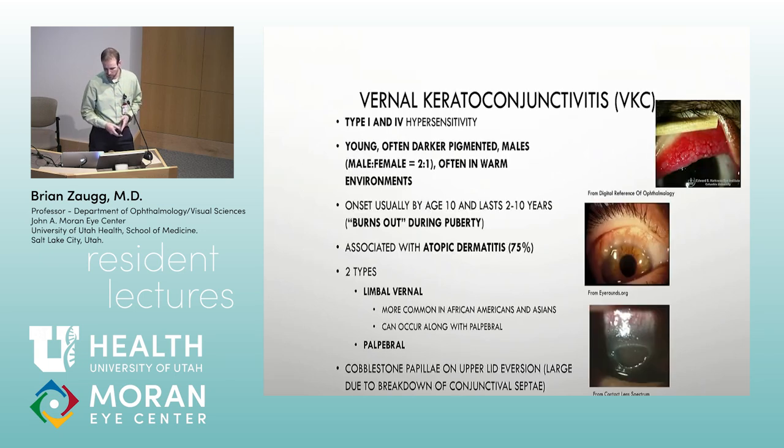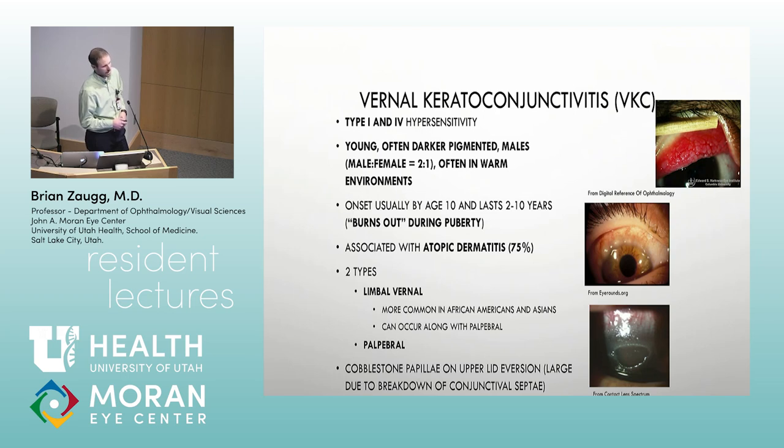Shield ulcer. So vernal keratoconjunctivitis is a type 1 and a type 4 hypersensitivity reaction. They're usually young people. And we don't have a lot of them here in Utah, but we do get a fair amount of them. They usually present with just this really nasty, beefy tarsal conjunctival sort of inflammation. Typically, it's better on its own.